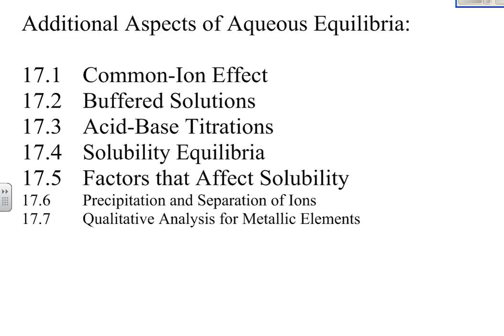Finishing up our discussion of equilibrium, we'll hit what's called the additional aspects of aqueous equilibrium, which is kind of a catch-all for the other topics that we want to include in our discussion of equilibrium. So we'll start out by talking about common ion effect. We'll get into buffer solutions, acid-base titrations, solubility equilibria, factors that affect solubility, and we'll talk just real briefly about the last two sections dealing with separation of ions and quantitative analysis.